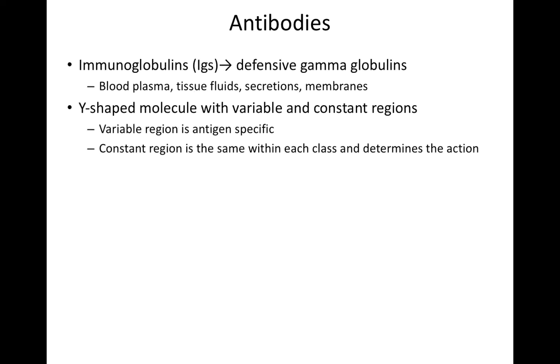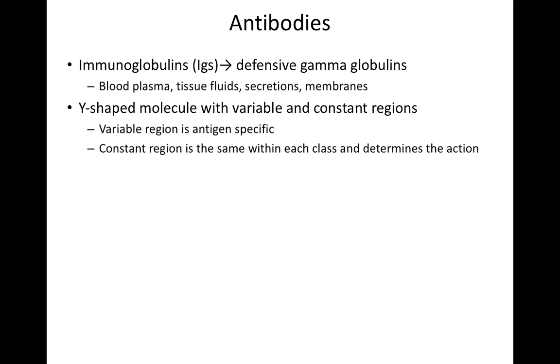Now let's talk about the antibodies. So these are what are called your immunoglobulins. They are your gamma globulins, which you should remember were part of your plasma proteins. These are the only ones that were not made in the liver because they are going to be made by your plasma cells, your B cells. So we find these pretty much in fluids. So we've got our plasma and tissue fluid, secretions like tears, breast milk, and then we also find them embedded in membranes. They are a Y-shaped molecule that have variable and constant regions.